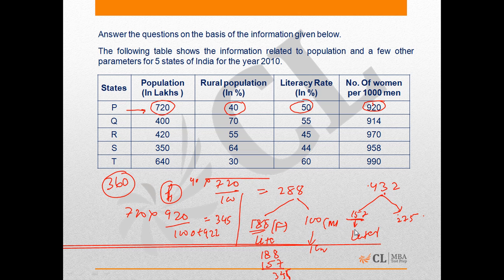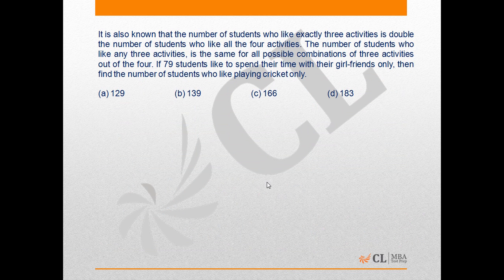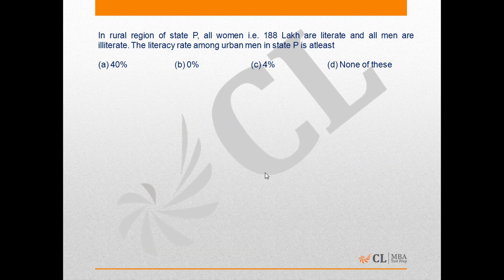It means at least 15 lakh males must have been literate. So the required percentage will be 15 upon 275 into 100. This comes out to be 5.45%. Therefore, option D is the correct answer.